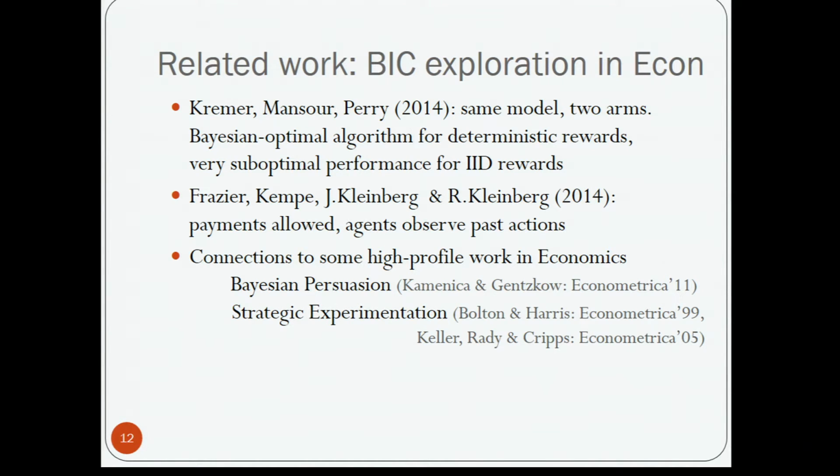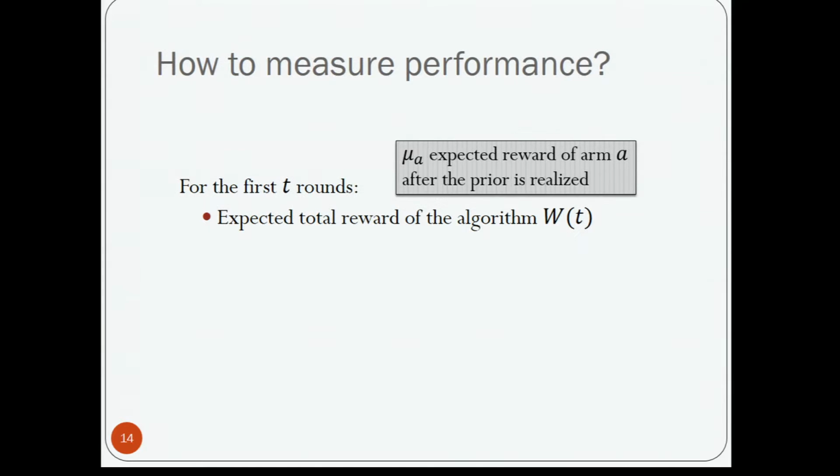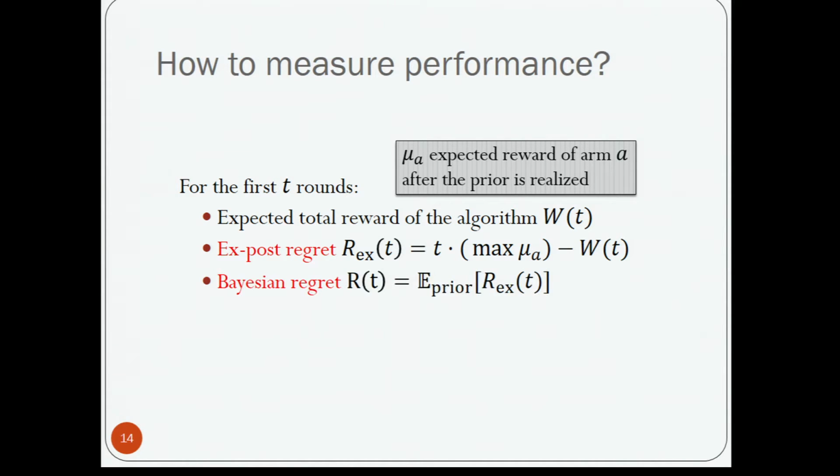Okay, so that's that. Now, let me talk a little bit about the main result and some of the key ideas. And I'll mention some other results later on. So first, how do we measure performance? Let's not be too original here. We'll talk about regret. We can define the expected total reward of the algorithm. We can define something that we call ex-post regret, which is the usual regret for a given problem instance. And then we can talk about Bayesian regret, which is the expectation of ex-post regret over the prior. So our main result is about Bayesian regret.